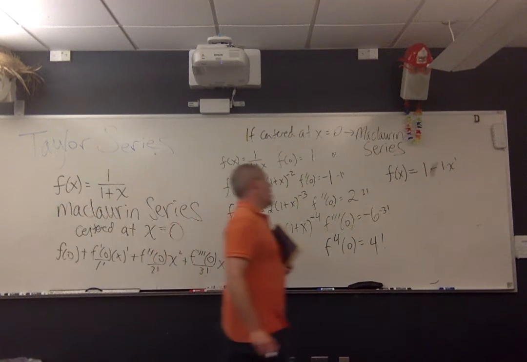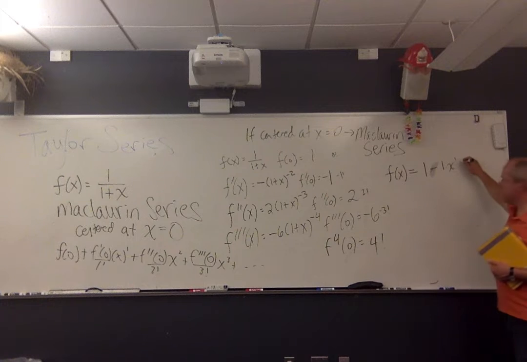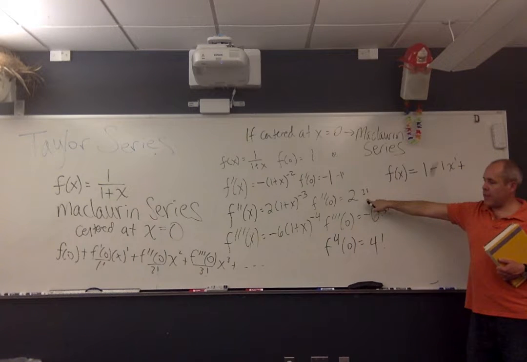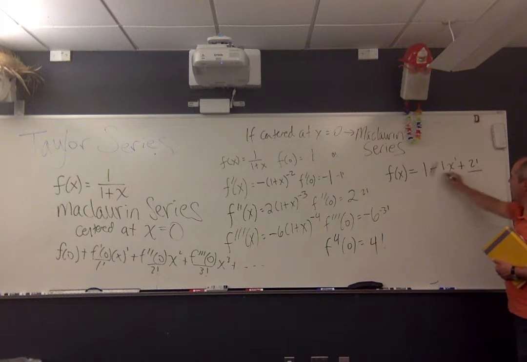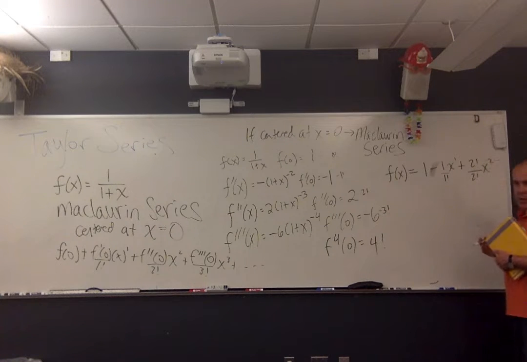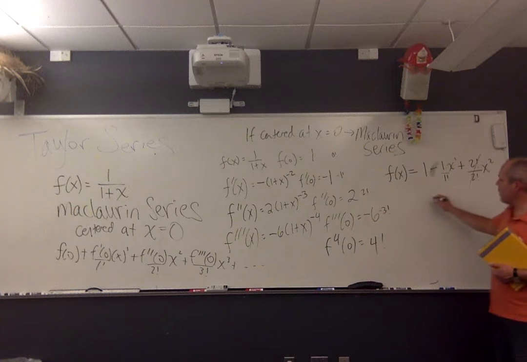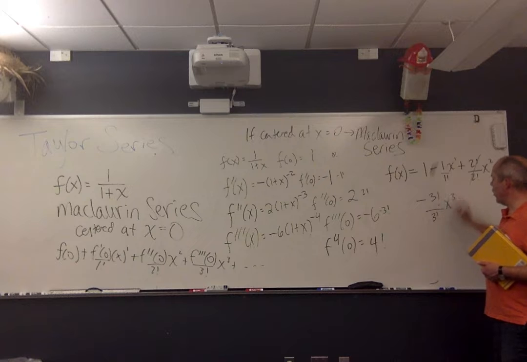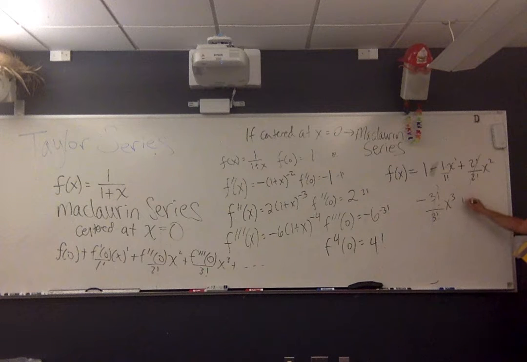So what happens on the next one? Plus 2 factorial over 2 factorial x squared. So what's going to cancel? Those are going to cancel. What's the next one going to be? Minus 3 factorial over 3 factorial x cubed. So those cancel. What's the next one? Plus 4 factorial over 4 factorial x to the 4th.